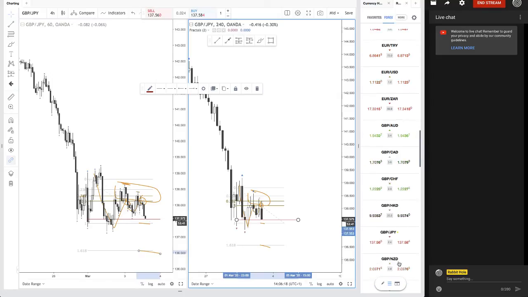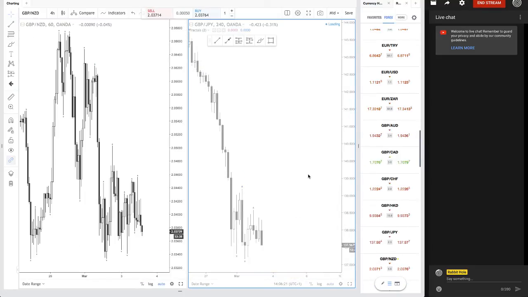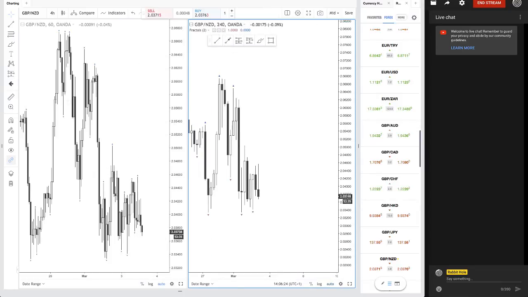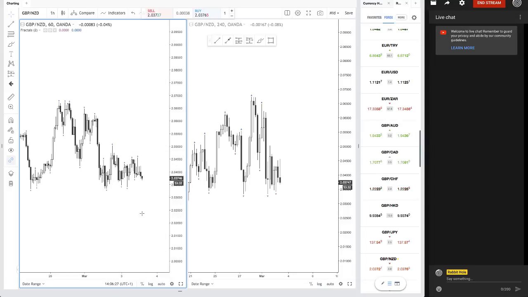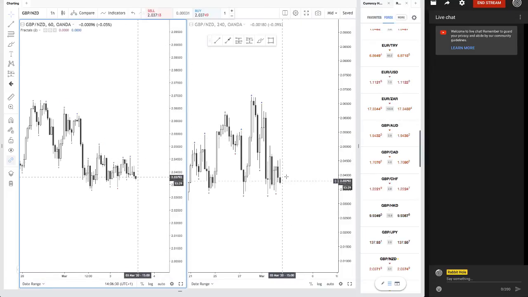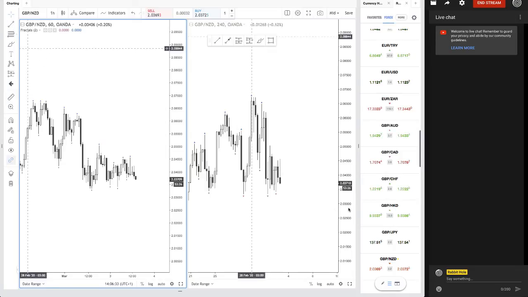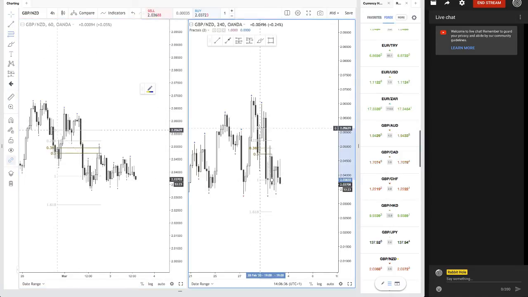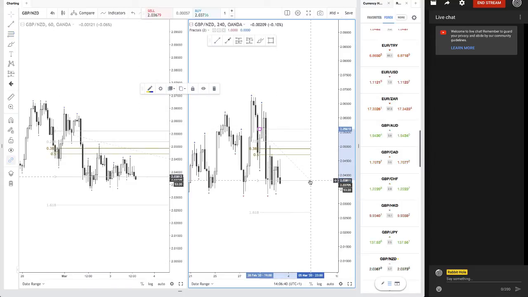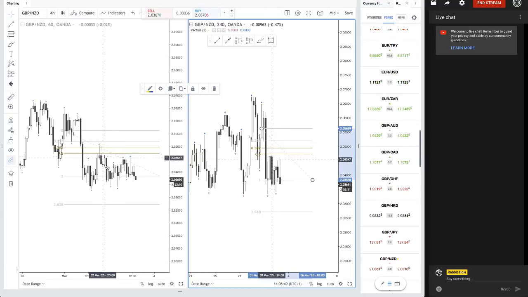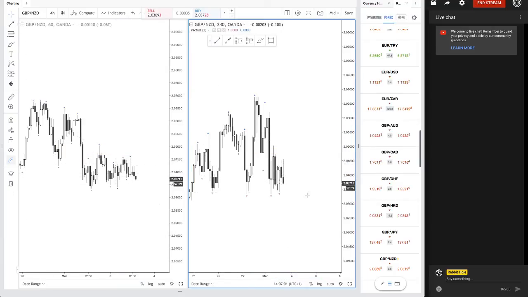Pound Japanese yen, pound New Zealand. What do we have here? Okay. It's a mess. That was your trade. Original from top to bottom. This one would be very hard to enter. This one would be very, very hard to enter because it touched, it came down, then it turned here. This was the entry, but I doubt anybody would be entering this.